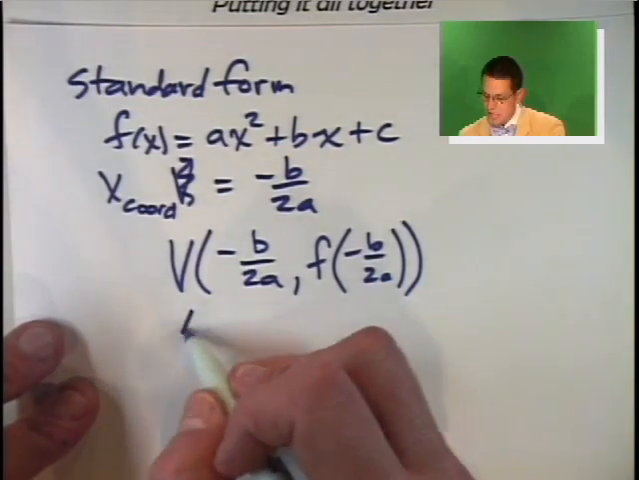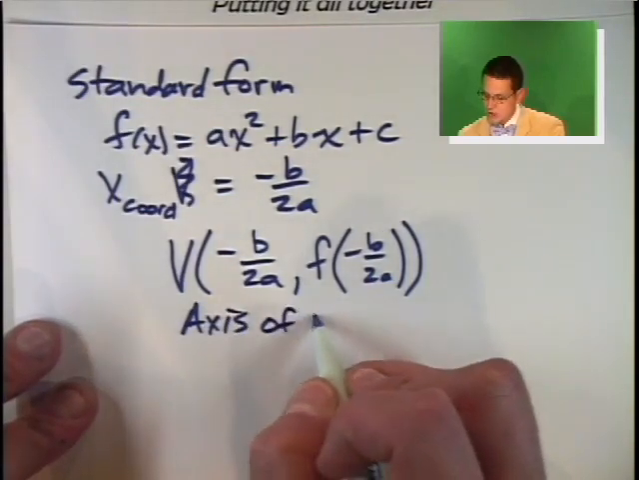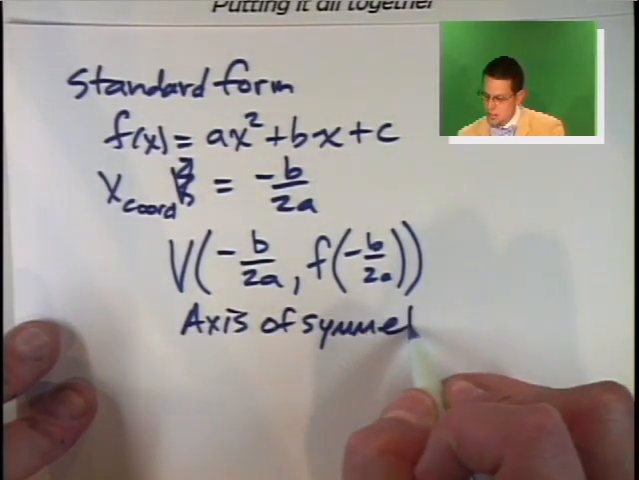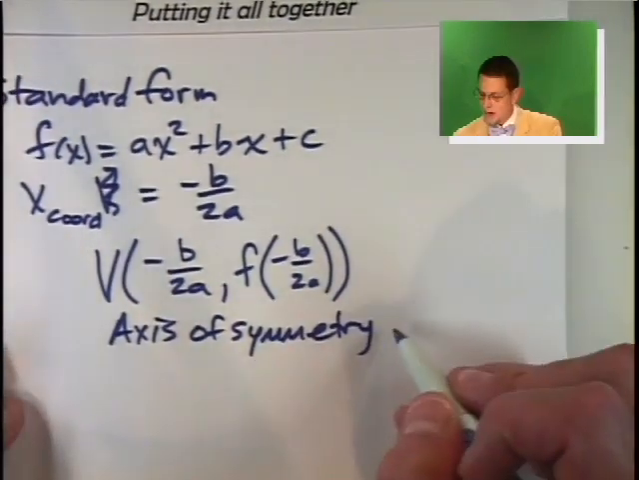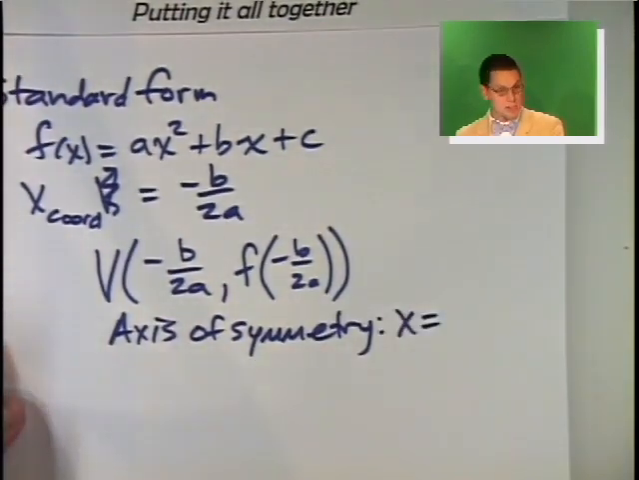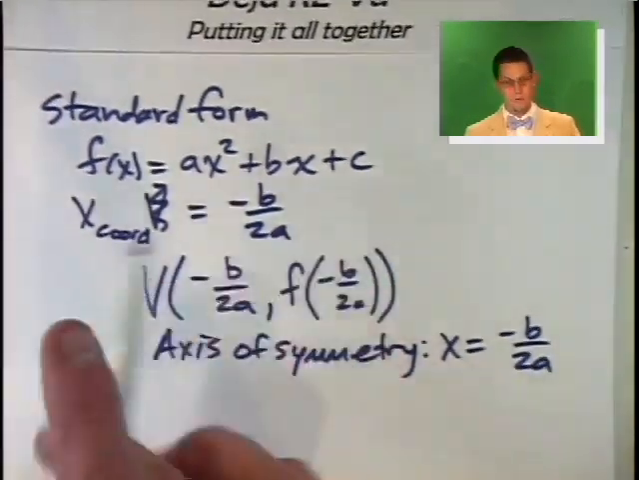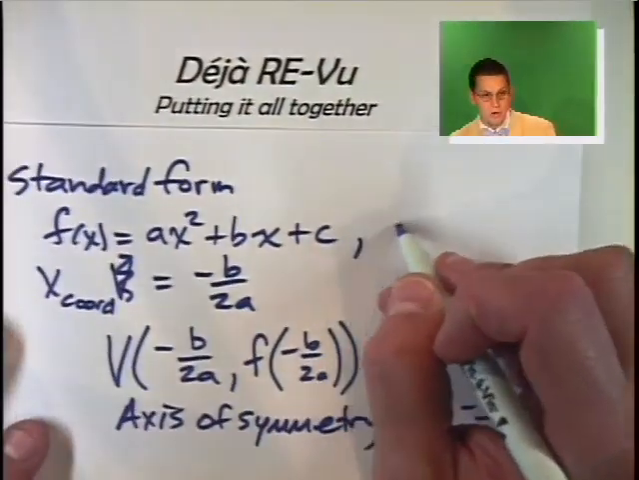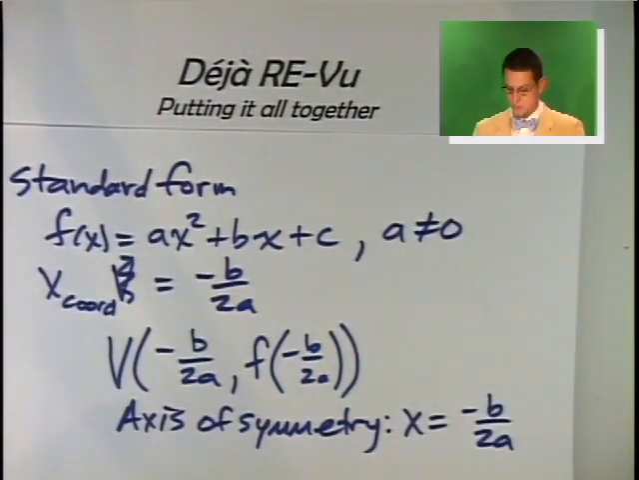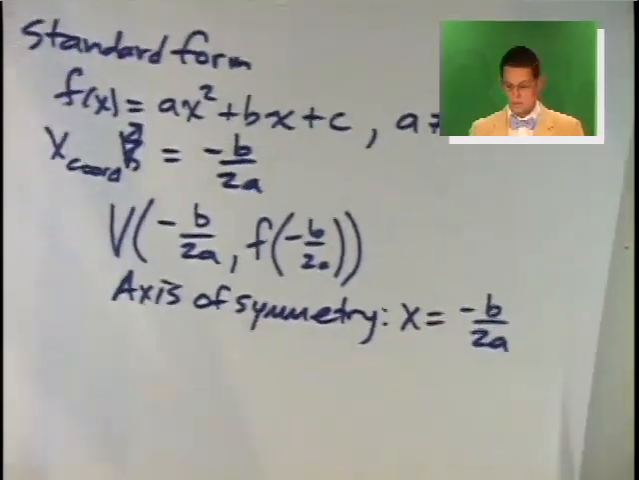We also know that the axis of symmetry, the line that runs through the vertex, is going to be a vertical line, and it's going to be of the form x equals whatever -b over 2a is. That's standard form. Okay, and we write it in decreasing order, and remember up here, we know that a cannot be 0. All right, then we looked at something else.